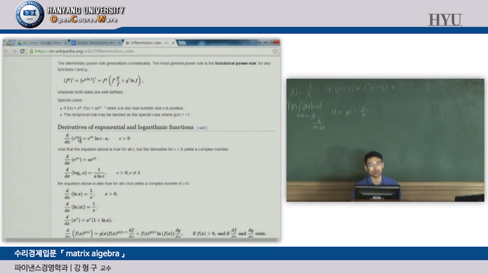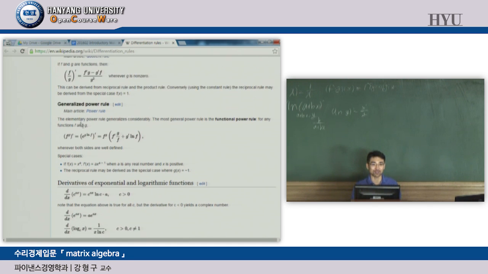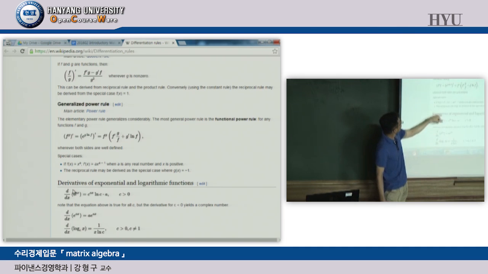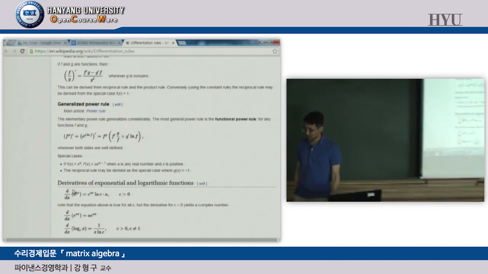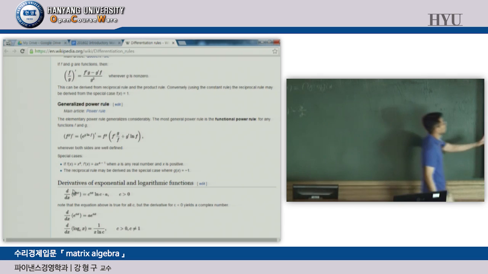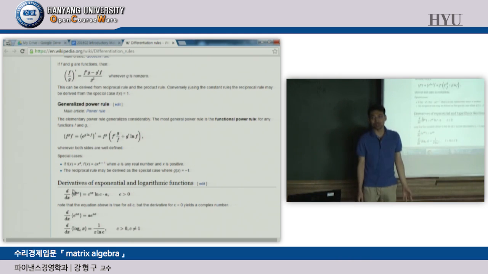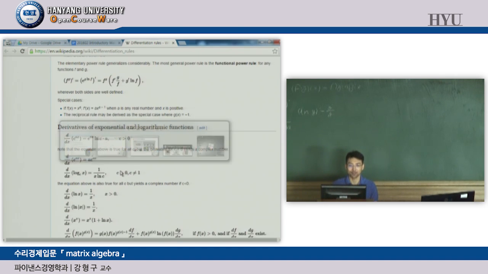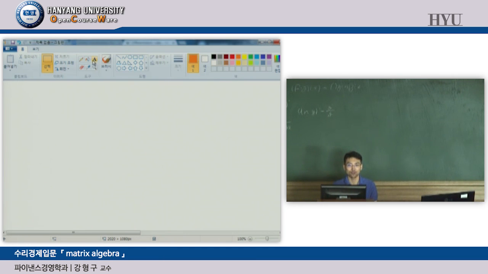Now c is a constant. Of course, you can use the generalized power rule here, where f is just a constant. But again, when you do something like this one, I recommend you go to this part first. Then it's much easier. So c to the power of ax.